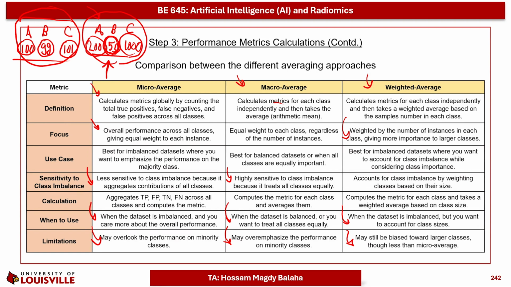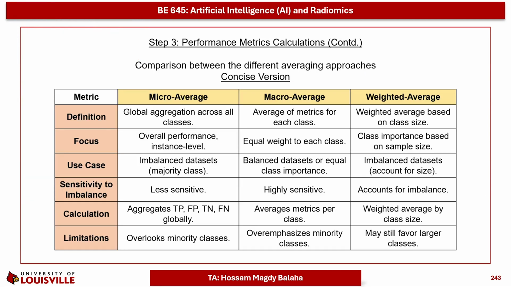So if we make a concise comparison, macro average is highly sensitive to imbalanced datasets, but micro and weighted are less sensitive. We can use micro and weighted for imbalanced datasets and macro for balanced datasets. And you can report the 3 metrics and compare between them.